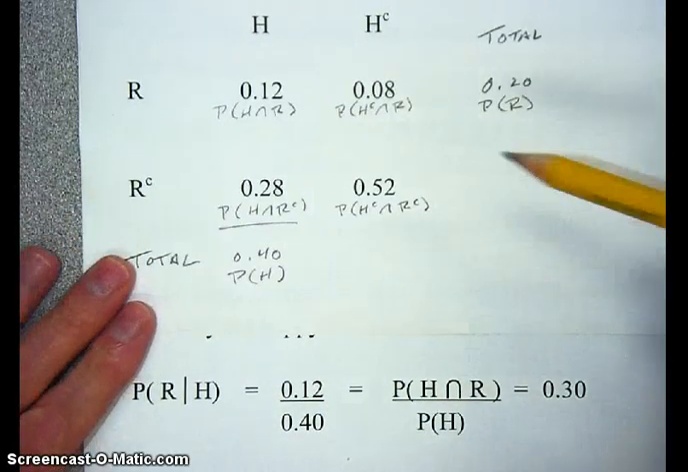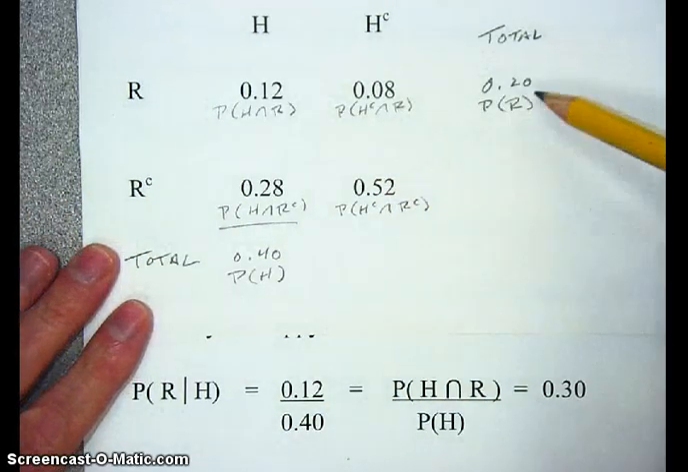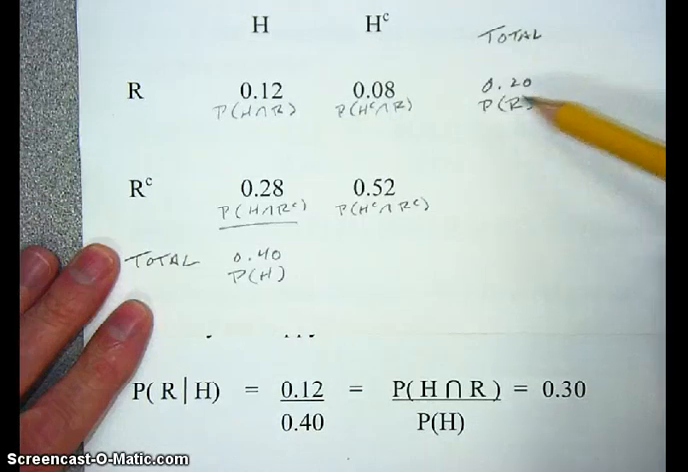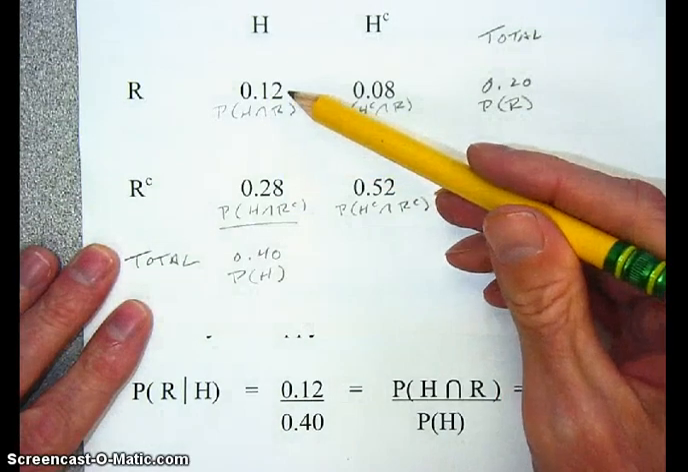Now, 20% of the population is rich, but among the happy people, 30% of the happy people are rich.